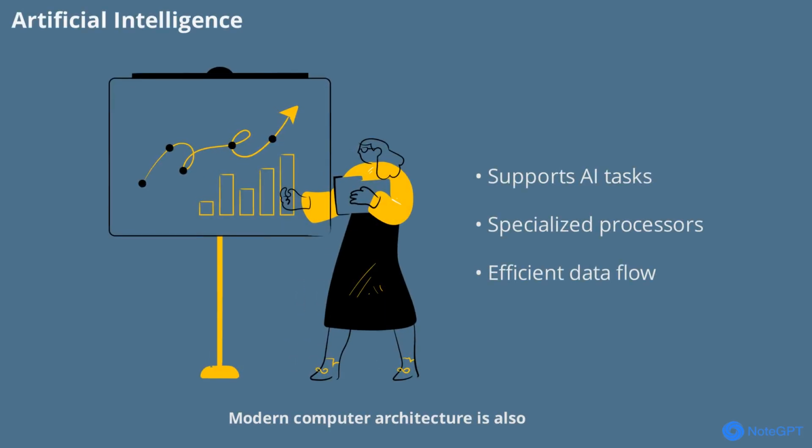Modern computer architecture is also designed to support artificial intelligence. Specialized processors and efficient data flow allow computers to learn, adapt, and perform complex tasks like image recognition and language processing.